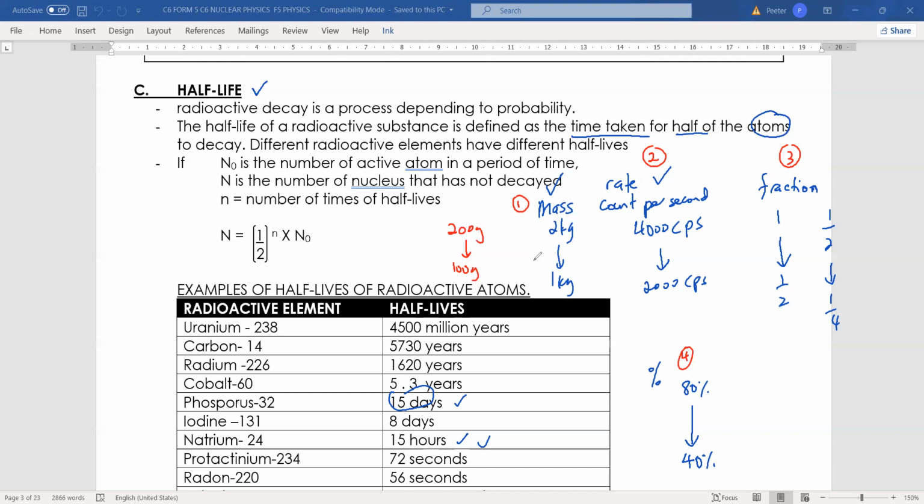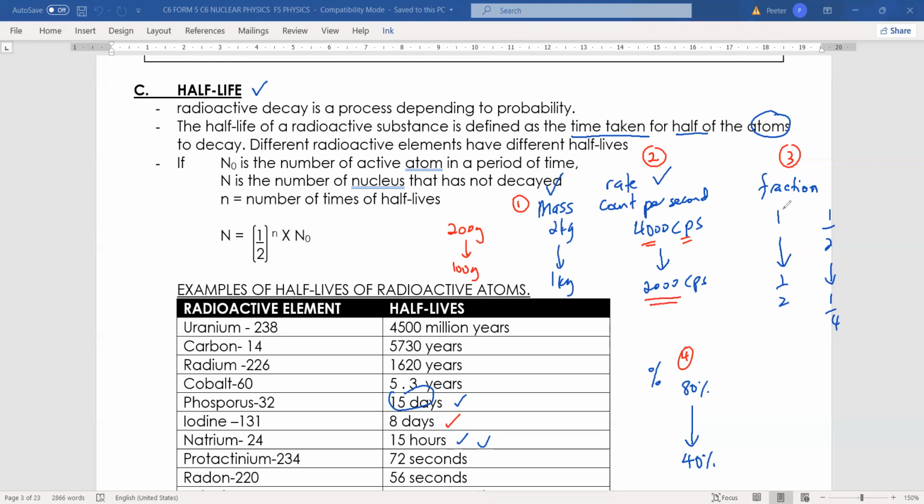So that is mass. The number 2 way will be the rate, or the count per second, or the amount per minute. Detectors will show the radiation level detected, or the count surveyed, they call it. So let's say today you have iodine, a certain amount, detecting 4000 counts per second, the radiation detected. After 8 days, you will see it drop by half, to maybe only 2000 counts per second.